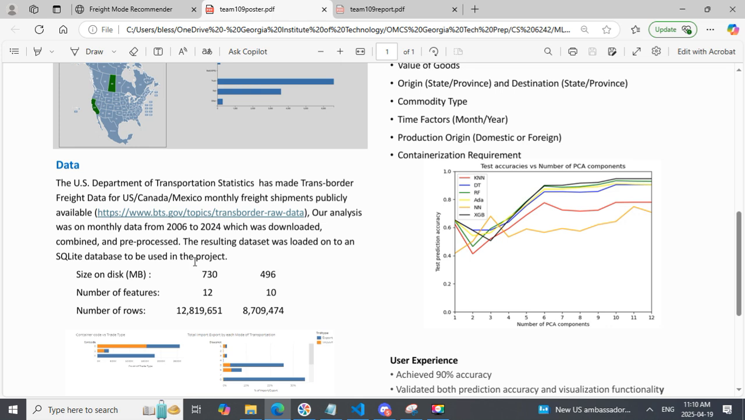We got the data from a reliable website, the U.S. Department of Transport Statistics, and initially we had 12 features, which we got down to 10 after Principal Component Analysis, PCA. And we also did some cleaning. We reduced the data set from 12.8 to 8.8 billion rows after removing incomplete rows.